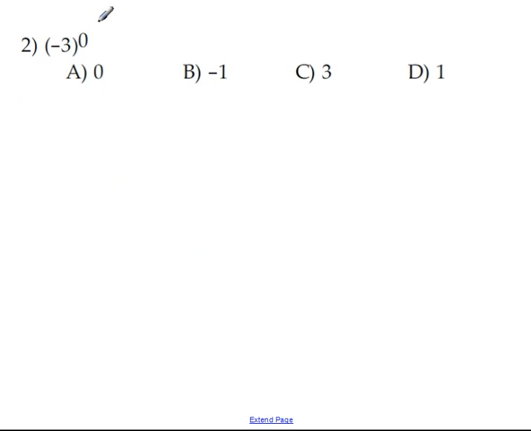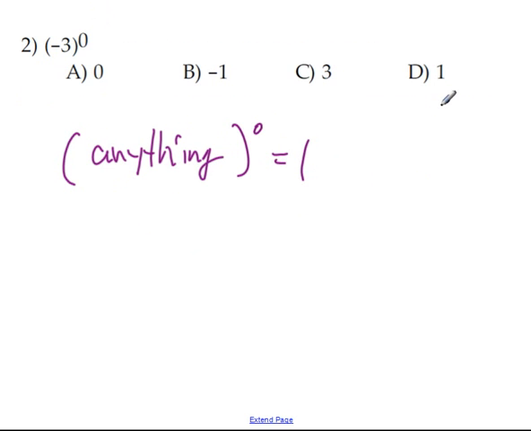Commonly missed easiest question on the test. Anything to the 0 power. It doesn't matter what is in here. You can write anything in here. Put it to the 0 power, it's going to equal 1. It's what 0 power does. I could tell you why, but it's a long story you don't care about.